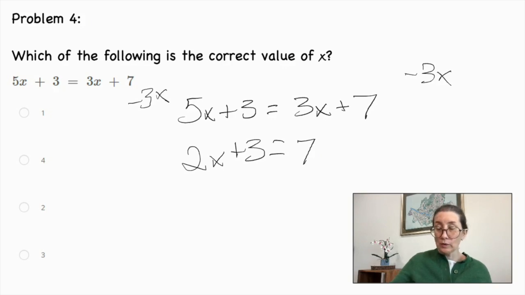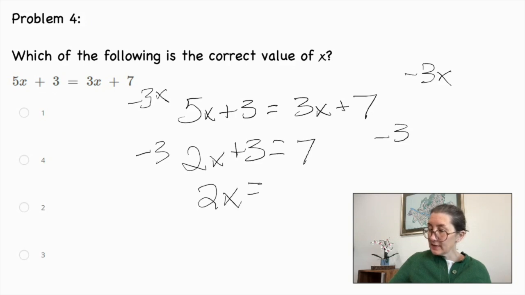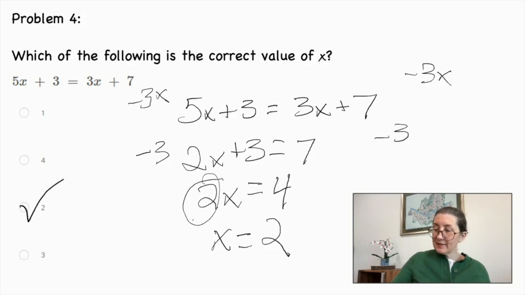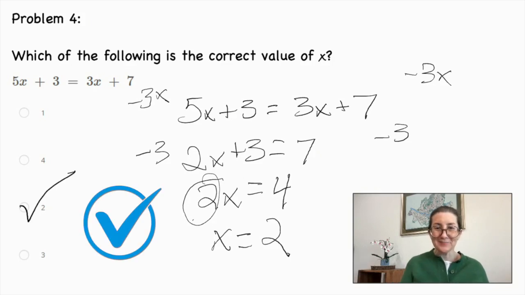Now we want to put the whole numbers onto one side. So we're going to take away 3 from each side. So now we have 2x equals 4. We divide each side by 2, and we end up with x equals 2. So there's our correct answer.